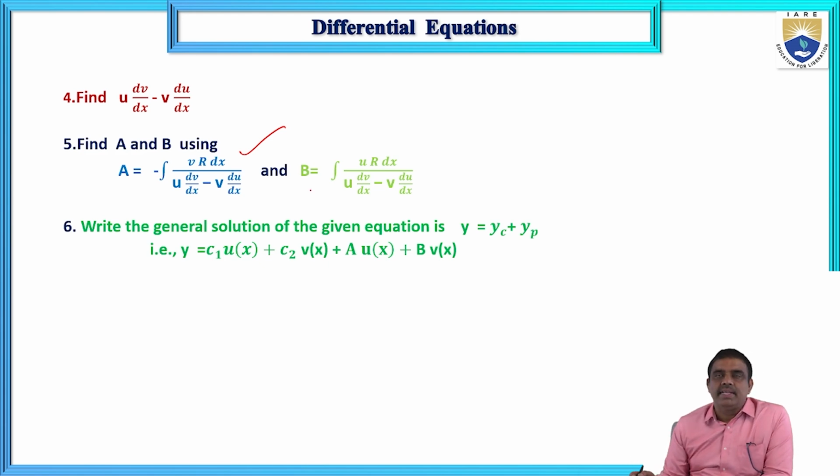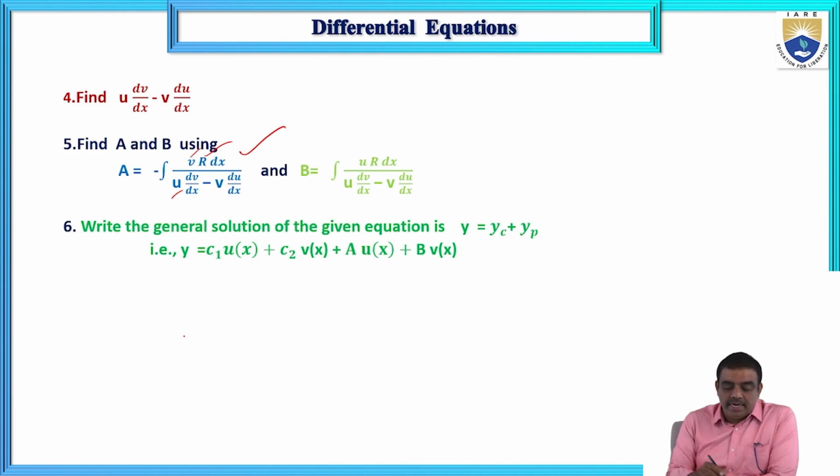Similarly, b can be determined by the formula integral u r dx by u dv by dx minus v into du by dx. Here r is the right hand side function, v is the second part of the complementary function, v of x, and u of x, you know that. So, u, v are all known things.